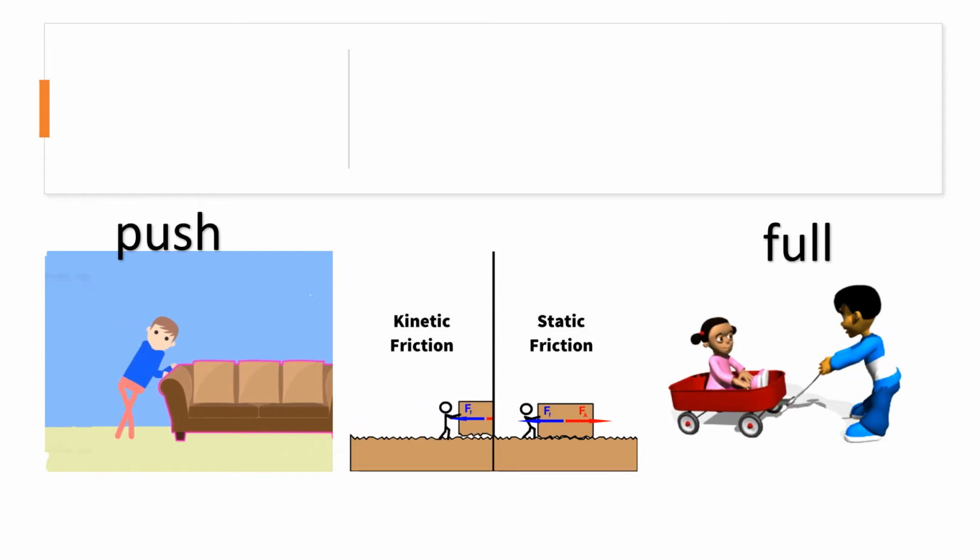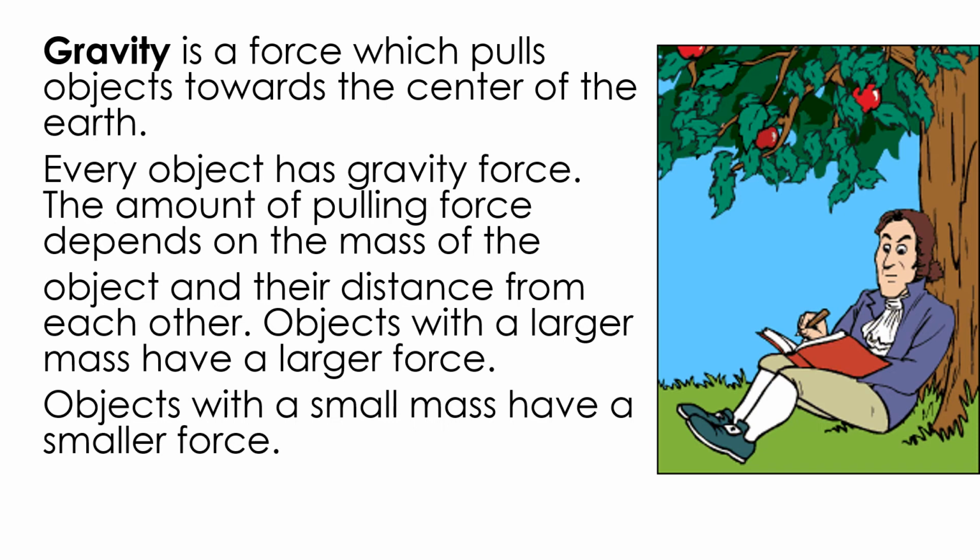Sana'y naintindihan. So, we have also a gravity. Gravity is a force which pulls object towards the center of the earth. Every object has gravity force. The amount of pulling force depends on the mass of the object and their distance from each other. Objects with a larger mass have a larger force. Objects with a small mass have a smaller force.